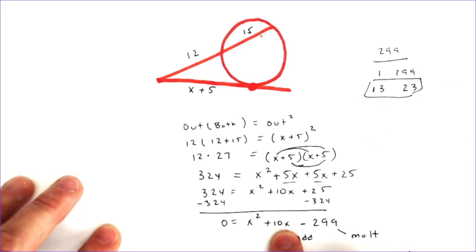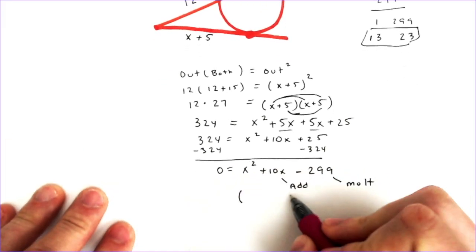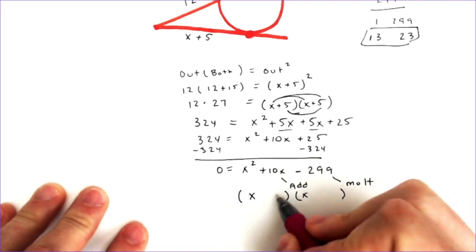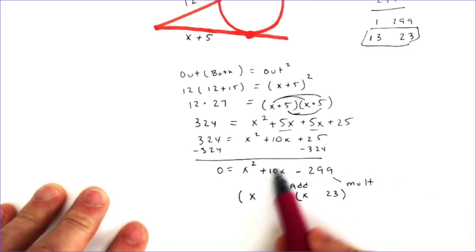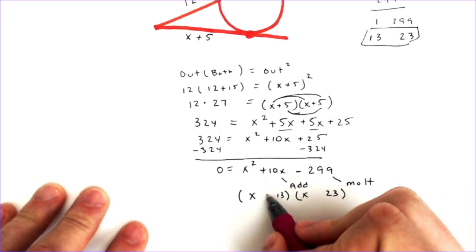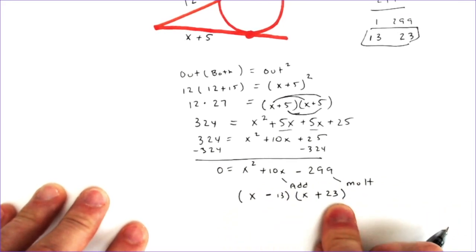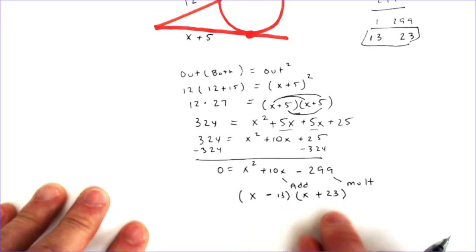Okay, so this is just a little bit of a harder problem because the numbers were bigger, but the process remains the same. So I am going to write in my x's. I'm going to write the 13. I'm going to write the 23. In order to add to positive 10, that means that the 13 would have to be subtracted from a positive 23. So I wrote a negative 13 here and a positive 23 there.